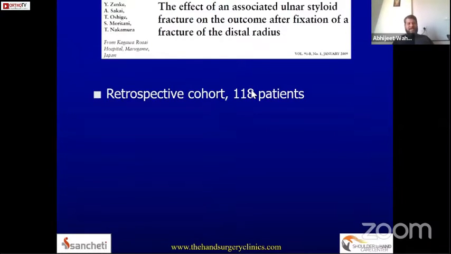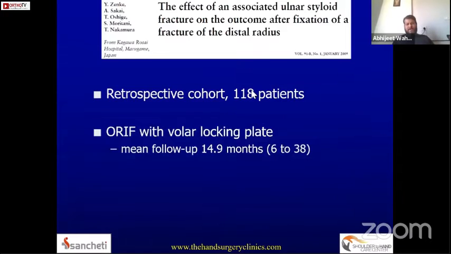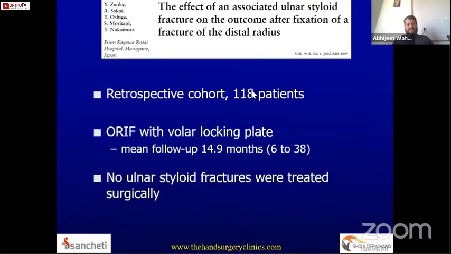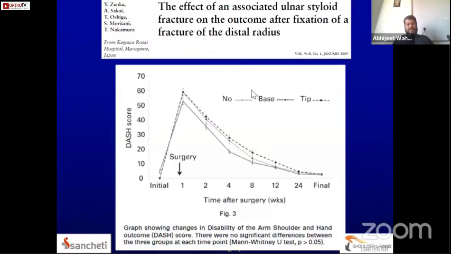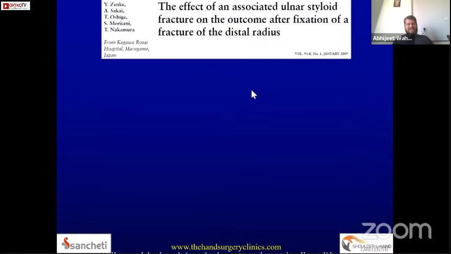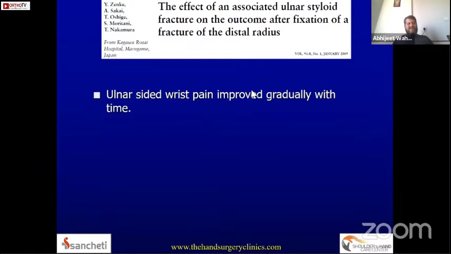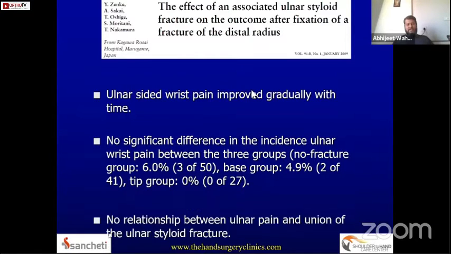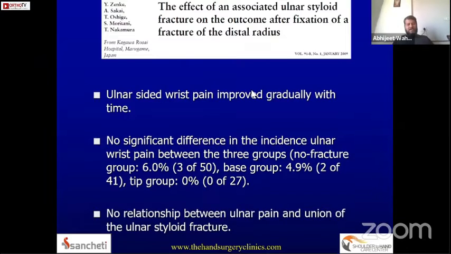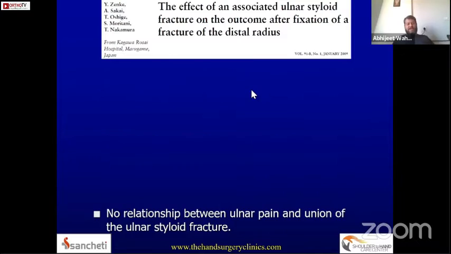Another study from Japan was a retrospective cohort of about 118 patients who underwent volar locking plate, and no ulnar styloid fractures were treated operatively. When they looked at their results, they concluded that ulnar styloid wrist pain improved gradually with time, and there was no significant difference in the incidence of ulnar wrist pain between their groups, where they had 3 groups: a no fracture control group, a base fracture group and a tip group. And they concluded that there was no relationship between ulnar pain and the union of the ulnar styloid fracture.